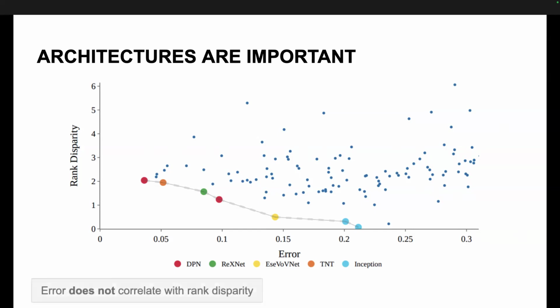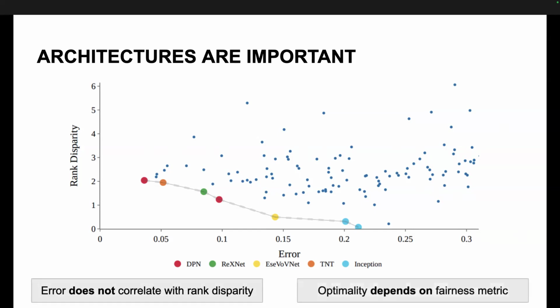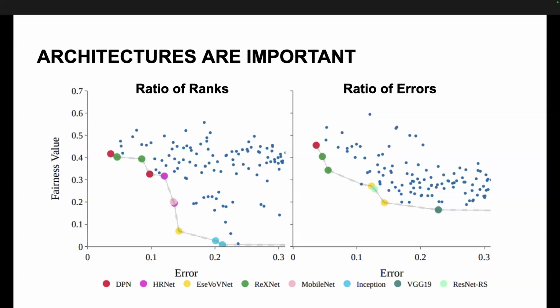And if we look at other fairness metrics, this is just what I said. Here there's a fairness metric about the ratio of these ranks, or the ratio of your errors. We see a similar trend where there's not this high predictive power of error.